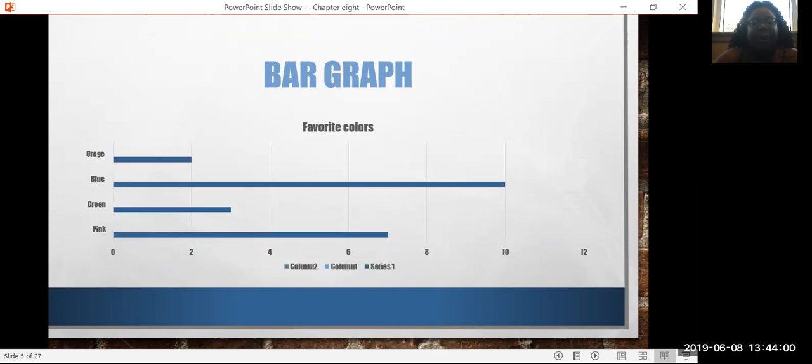And then this is another bar graph. This one is based off favorite colors. As you see over here on the left side, I have the orange, blue, green, and pink. And then long ways for the columns, I have the numbers. So for this one, you see that blue is the favorite color out of the students for today.